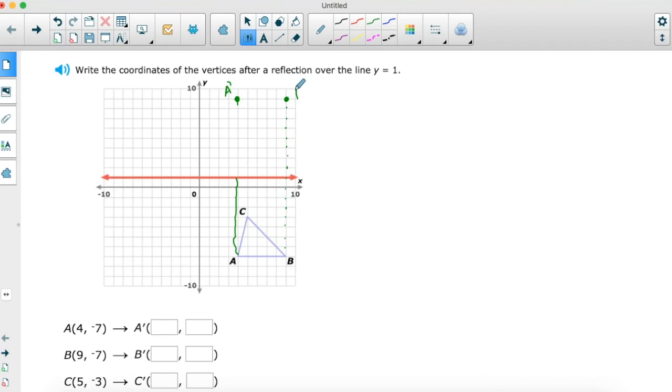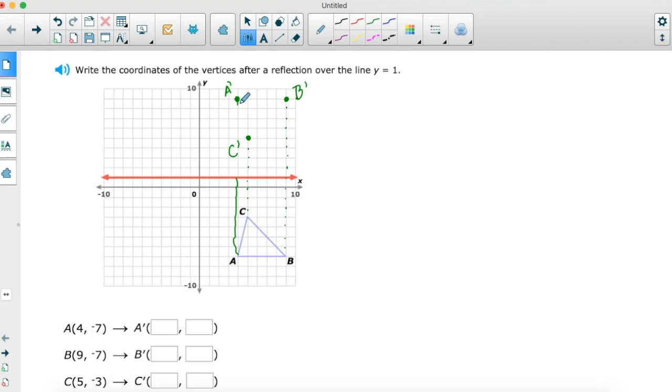So here's B prime. And then C prime, I'm going to see how far it is from the line of reflection. 1, 2, 3, 4 spaces. So I'm going to go 4 up. 1, 2, 3, 4. So this is the location of C prime. So I could connect my points and it would be the same shape reflected.